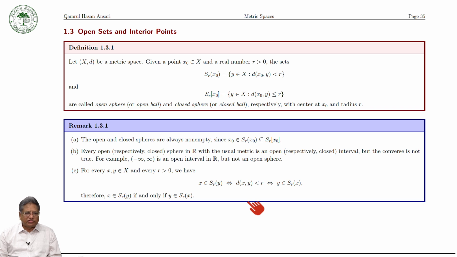In the previous lectures, we have seen the idea of the distance, different kinds of metrics, the diameter of a set, and the boundedness of a metric space or the boundedness of a subset of a metric space. And of course, the diameter of a set always depends on the metric on X. Now, today we will discuss the open sets and the interior points.